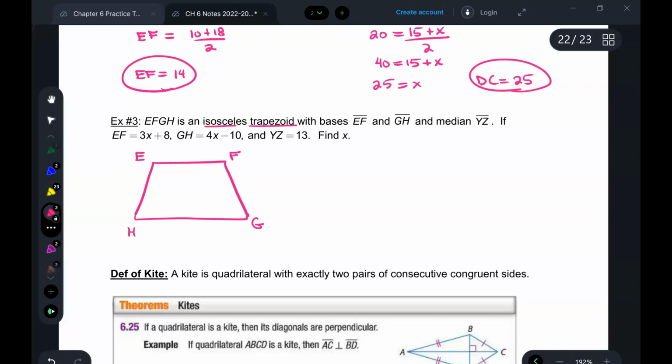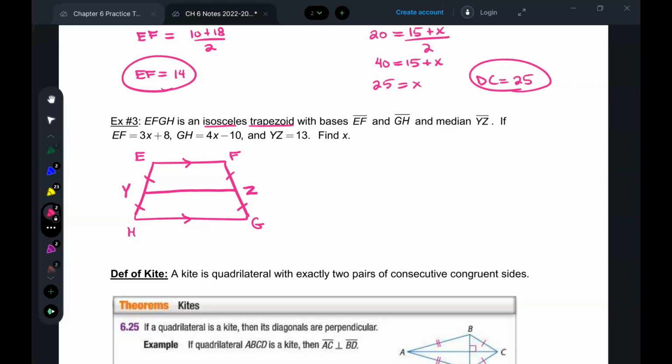Oh, it looks like a kite. All right, these two have to be congruent. Oh, you know what? We're also going to do a median in here. I didn't realize that. So Y and Z. Since it's isosceles and the median connects the midpoints, does it make sense that all 4 of those segments are congruent? Okay, that's why I laid it on that way.